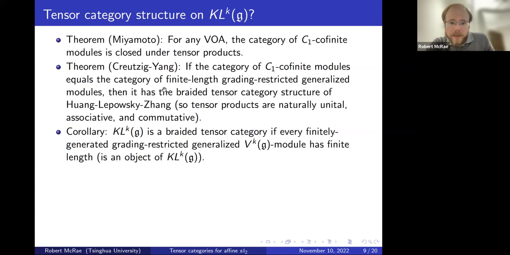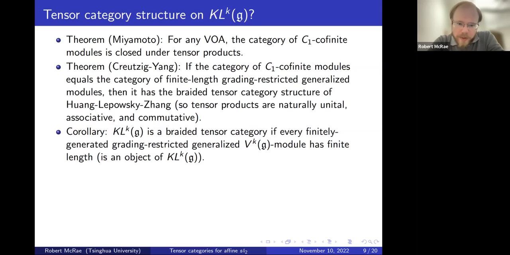So again, for VKG, that means finitely generated modules. And then there's this nice result by Thomas and Zinwei, which basically says that all these tensor category constructions that were done by Huang, Lepowsky, and Zhang, they do all work out if the category of C1 cofinite modules is the same thing as the category of finite length modules. So then you do get a tensor category structure where tensor products exist. There's a natural unit object, it's an associative tensor product, and it's also commutative with some kind of braiding.